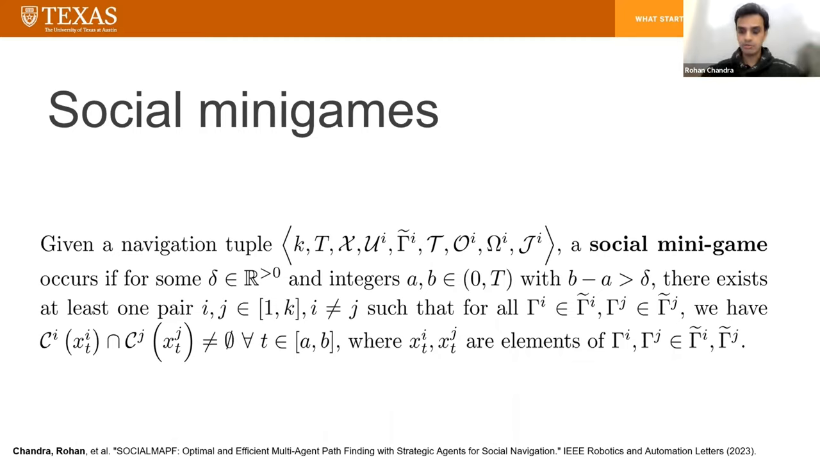So there exists one pair of robots. I'll repeat it because it's important. There exists at least one pair of robots for which all the preferred trajectories of both robots are going to be in conflict during some finite time, a comma b, which is inside the finite horizon.